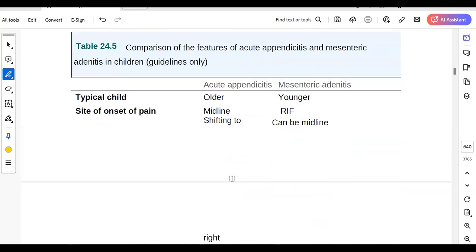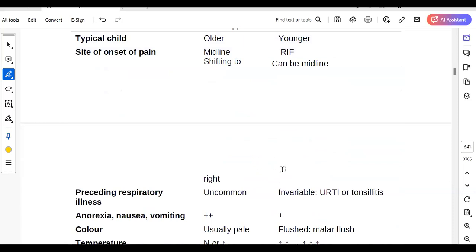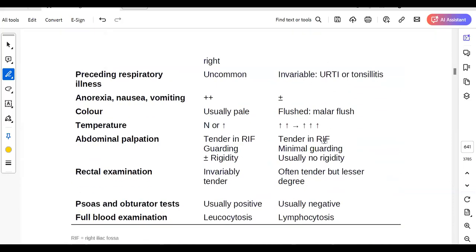So what is the difference between appendicitis and mesenteric adenitis? Always remember that mesenteric adenitis is preceded by a recent upper respiratory tract infection. They get high fever. The pain can be in either the right or left iliac fossa. And there can be very minimal guarding and usually no rigidity. That's one of the important findings that helps us differentiate between appendicitis and mesenteric adenitis.